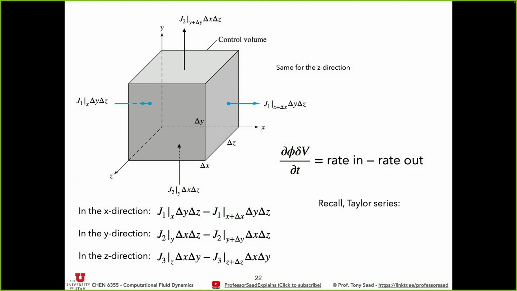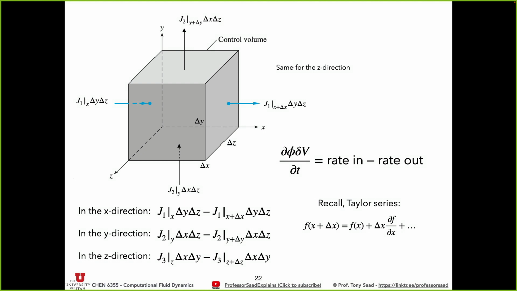Well, if you recall Taylor series, that's the benefit of infinitesimal analysis or differential analysis is that this J1 at x plus delta x is not so far away from J1 at x. So could we approximate it somehow using information from J1 at x plus something? Okay. Yeah, indeed, we call upon Brook Taylor, okay, Taylor series.